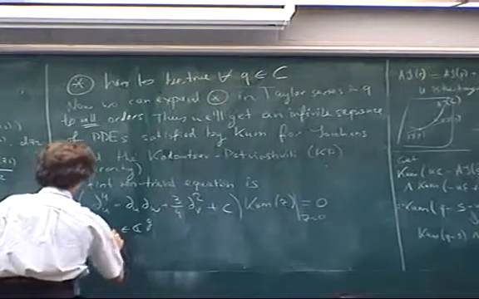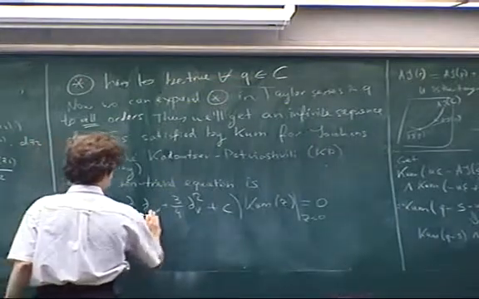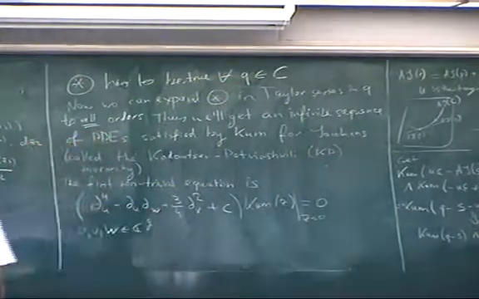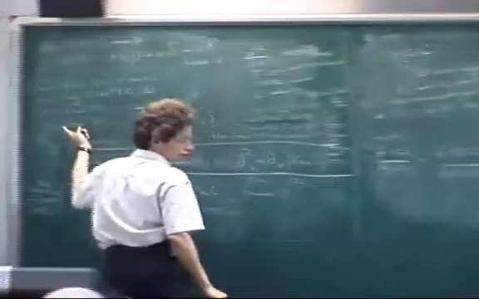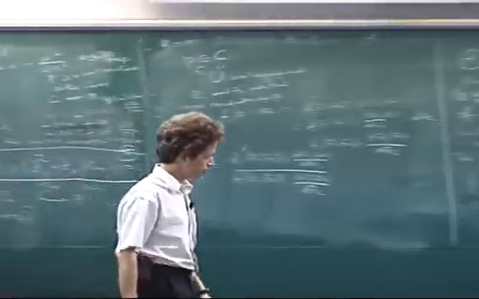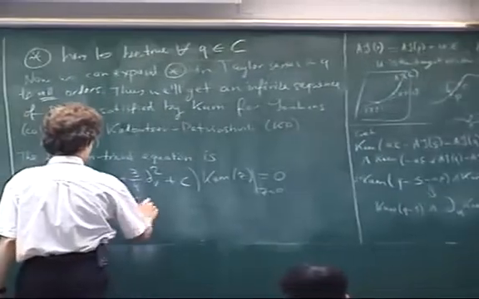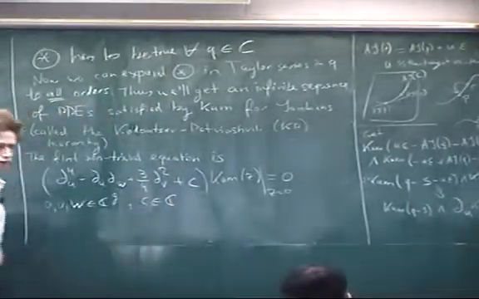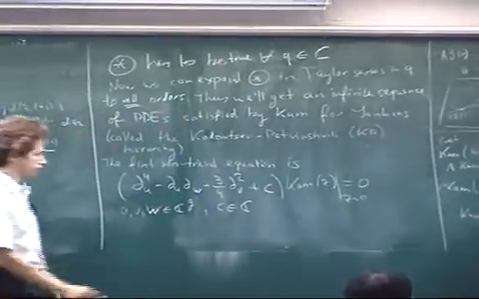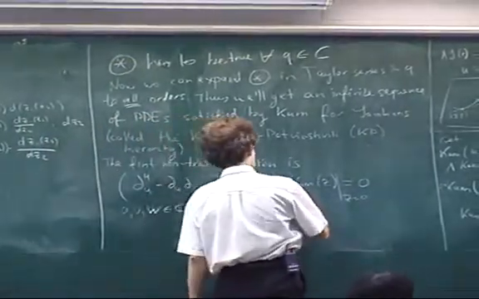W is the vector of the second derivatives of these things. Okay? And c is just a constant. Okay? This is the first equation you get. And this is called the KP equation.